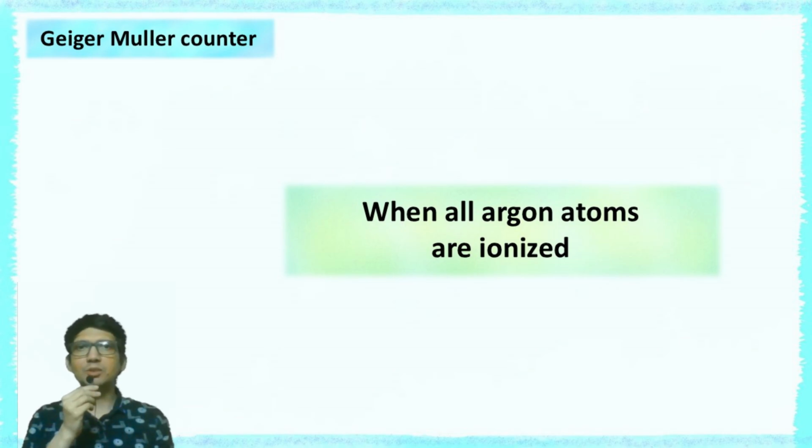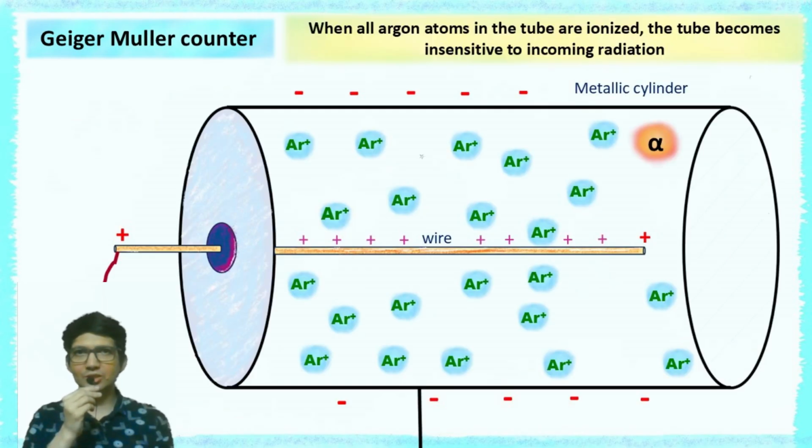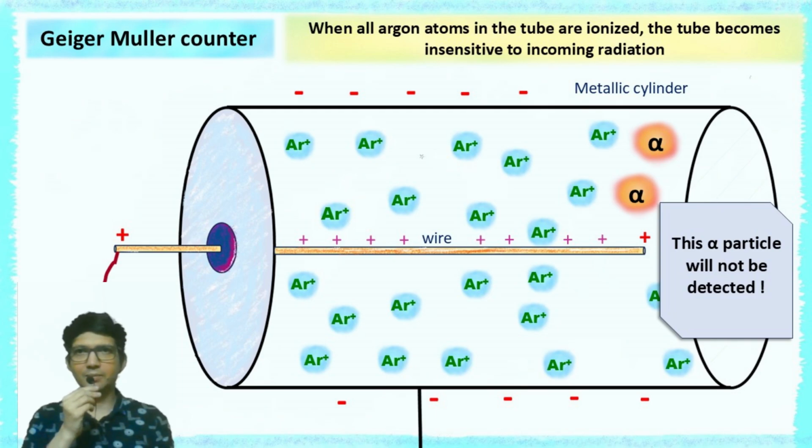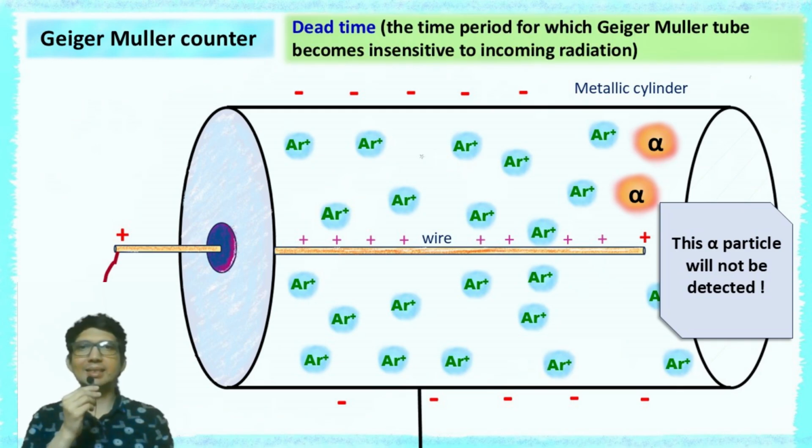Now let's see what happens when everything in the Geiger Muller tube is ionized. When everything is ionized, if by chance, if alpha particle or beta particle enters the tube, it will not be detected. Let me repeat this again. When all the argon atoms in the tube are ionized, the entry of radiation in the tube will not be detected. This is because there are no neutral argon atoms left. This is also known as dead time of Geiger Muller tube.